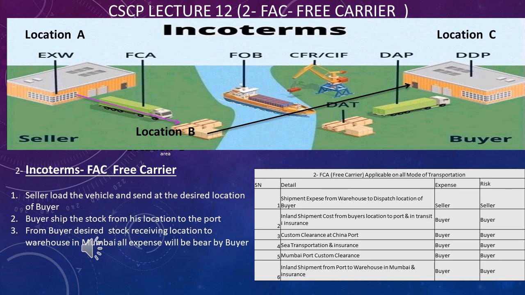So from location B to location C, for example, from B you go to the seaport and then you move from the seaport to the Bombay port, then you offload the stock and then you deliver it to location C. So from B to C, all expenses and risk belong to the buyer. And from location A to location B, all the expense and risk is borne by the seller. So I hope you understand this one.